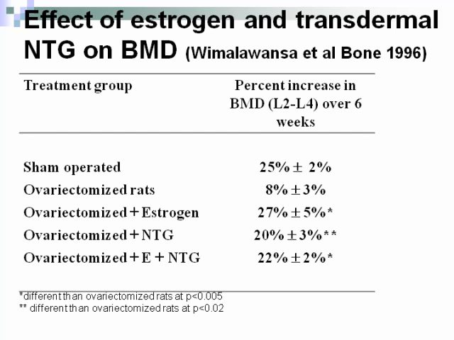And this was similar to the rats that were treated with estrogen alone, where they had a 27% increase, and also similar to rats that were given both estrogen and nitroglycerin. So this really demonstrates, at least in animal models, that giving transdermal nitroglycerin, a nitric oxide donor, appears to improve bone mineral density.